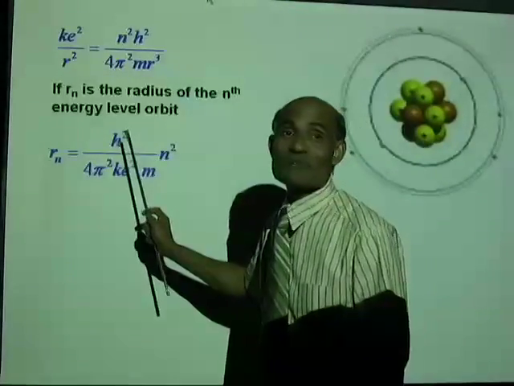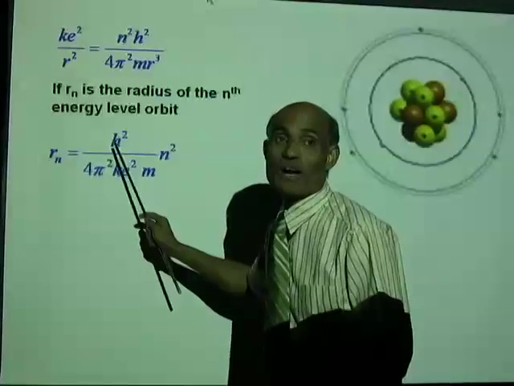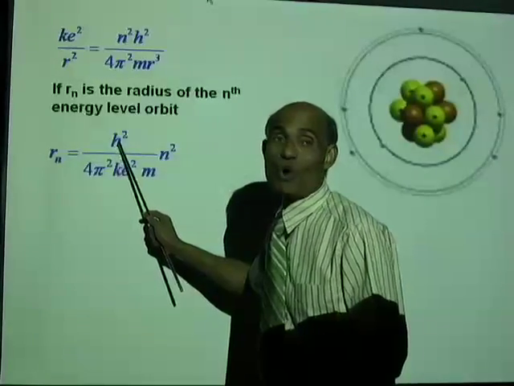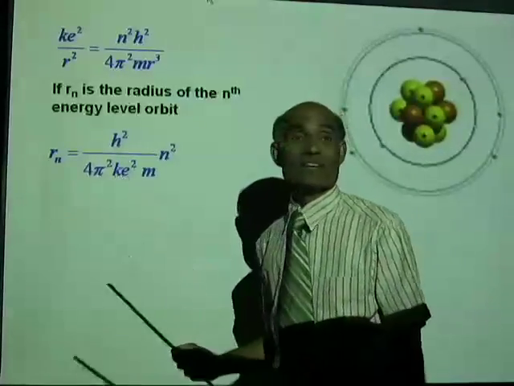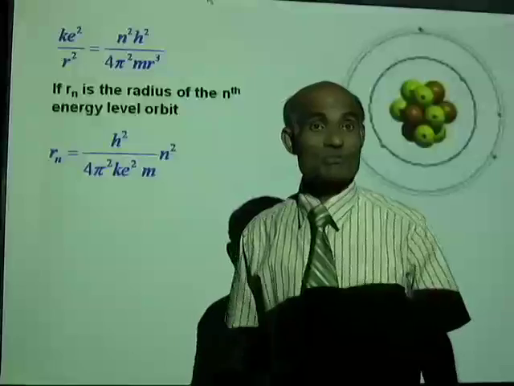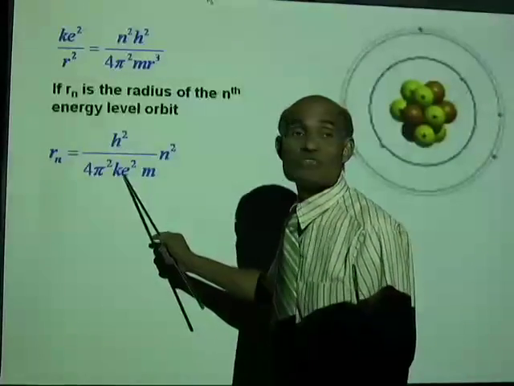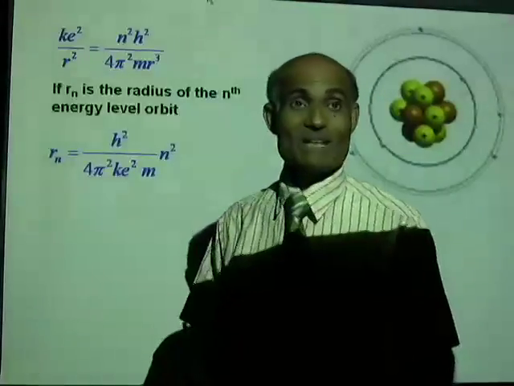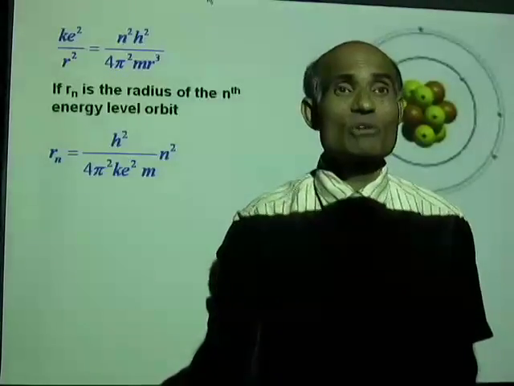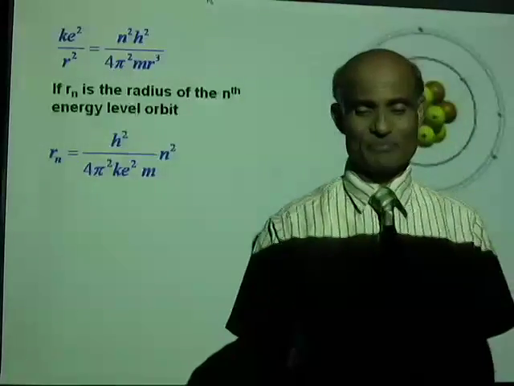Alright, I want you to take your pencil and pen and work out the value of this now. I have given you the values of all these. h, you know the Planck's constant. k is the constant in Coulomb's law, which is 9 times 10 to the power of 9. e is the electron charge. m is the electron mass. Alright, take a piece of paper and pencil and see whether you can find the value of that now.